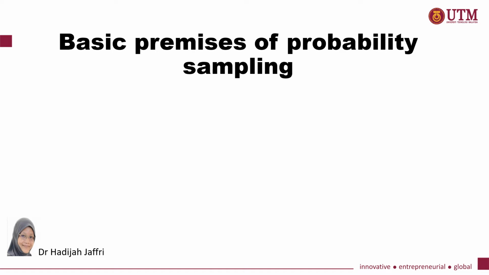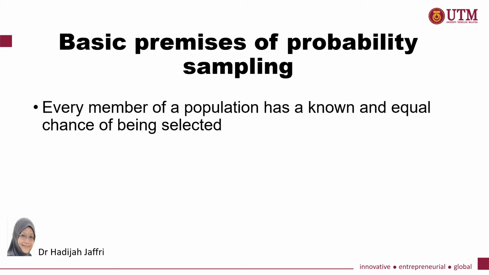What are the basic premises of probability sampling? First, every member of a population has a known and equal chance of being selected. For example, if we have a population of 1,000 people, each person would have odds of 1 out of 1,000 of being chosen. In this case, probability sampling gives us the best chance to create a sample that is truly representative of the population. So, the second premise of probability sampling is representativeness.